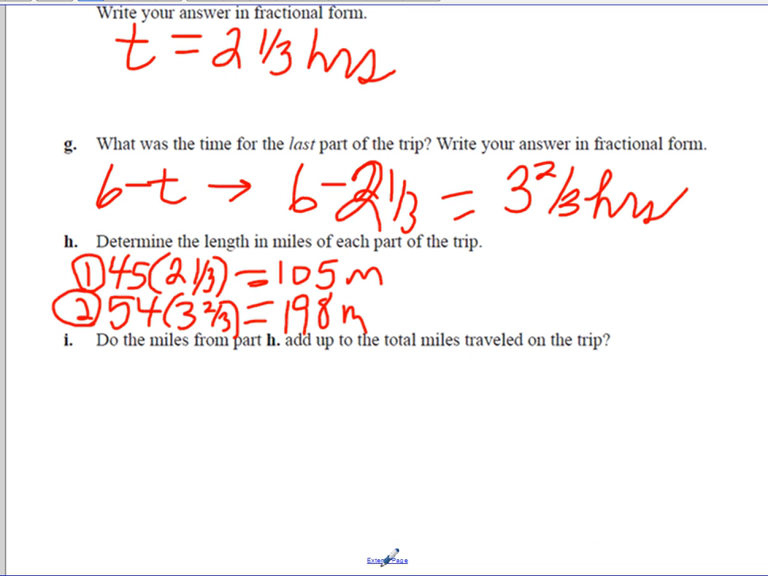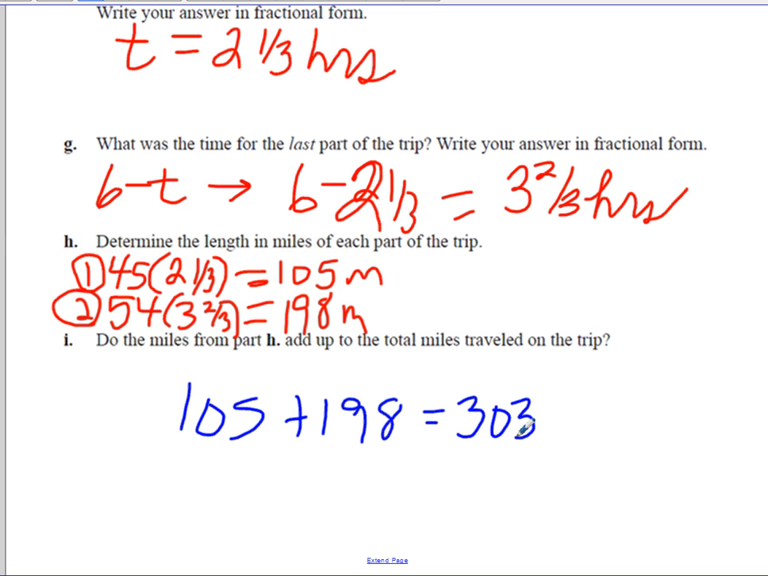And so it's asking us, do these add up to 303? Do we get what we were supposed to get? So 105 plus 198. And if we add them together, yes, we get the 303 miles we were told was being traveled. And so we checked our work and saw that we were right.